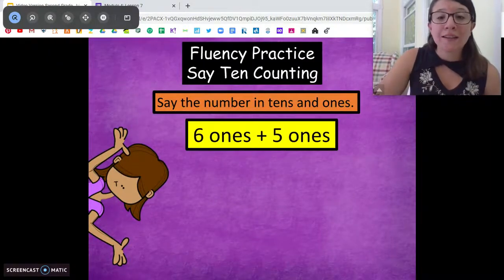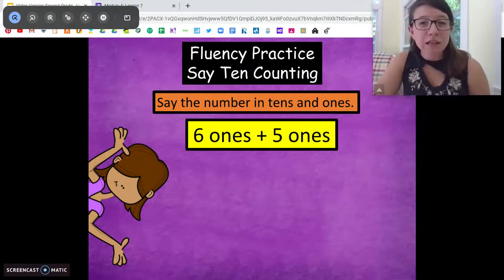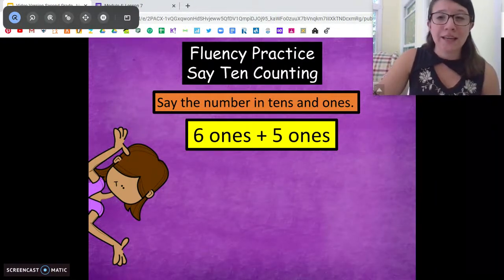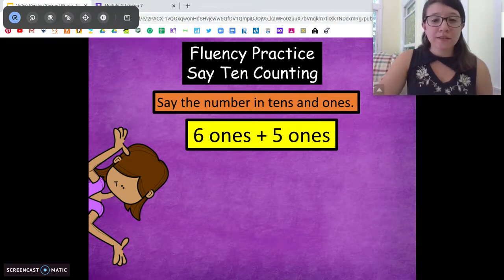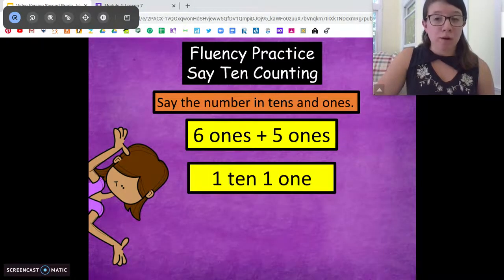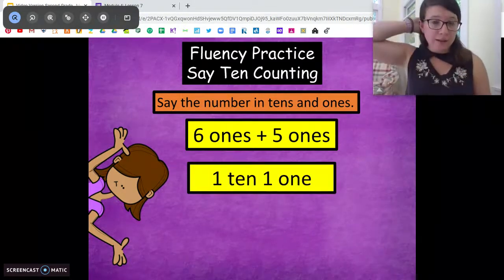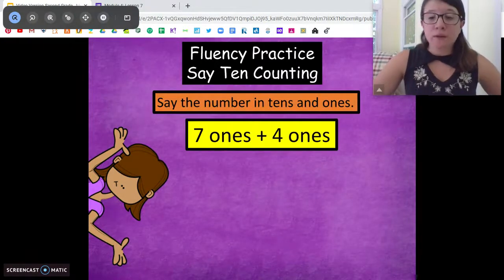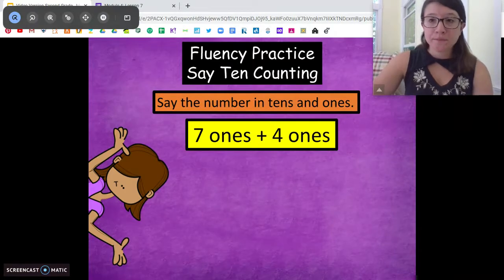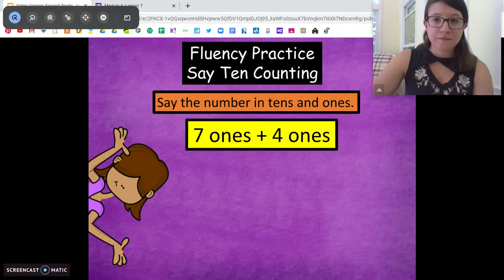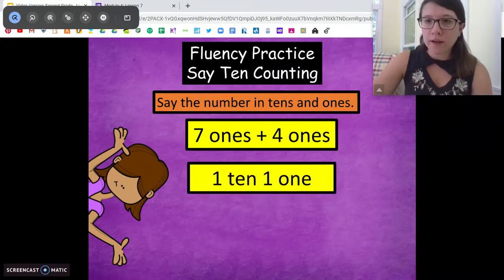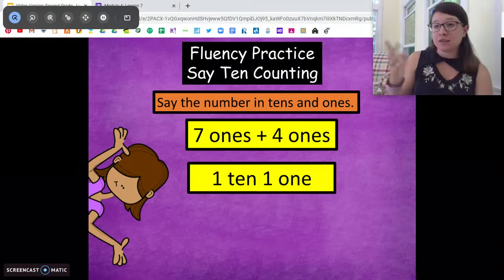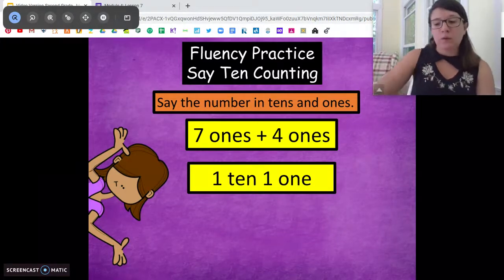All right, we're going to say the number in tens and ones. So if I'm adding 6 ones plus 5 ones, what do I get? You're going to say it the say 10 way. 6 ones plus 5 ones is 1 ten, 1 one. 6 plus 5, we get to 11, right? And that is 1 ten, 1 one. Good. Try this one. 7 ones plus 4 ones. What do we get? Say it the say 10 way. Good. Same thing. 1 ten, 1 one. 7 ones plus 4 ones gets us to 11 ones, which is 1 ten, 1 one.